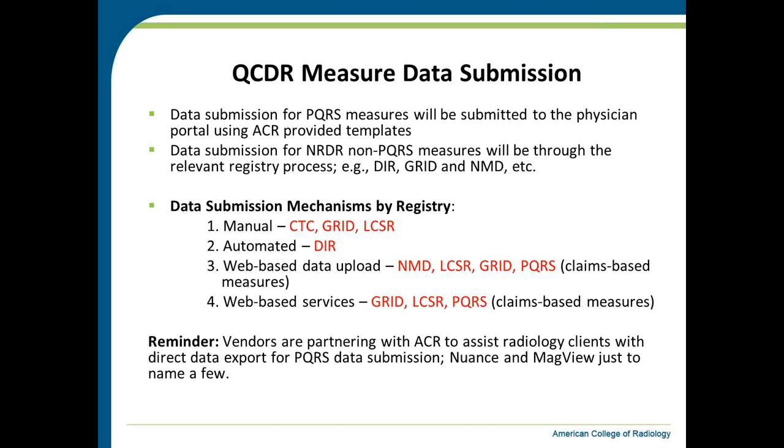You see we collect data in 4 different ways. It could be manual. It could be an automated process. You can give us a data upload to our system, or you can use web services, and then you can see which registry supports which. You'll see for lung cancer screening, there are multiple mechanisms of getting the data to ACR. And just as a reminder, if you are working with vendors such as Nuance or MagView, and even for our NMD, we have software vendors that help you send data directly to ACR for your PQRS measures. So do reach out to your vendor contact, and make sure you let them know that you're using our registries for PQRS reporting, and they can assist you with data collection and exporting it to our system.